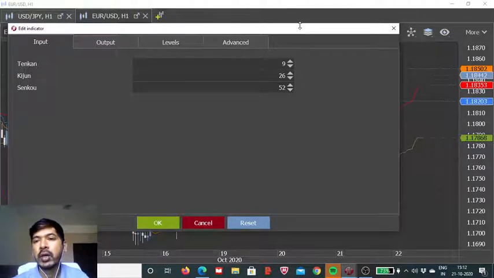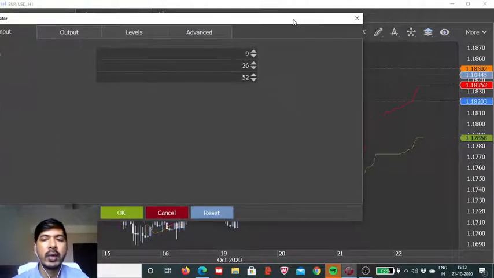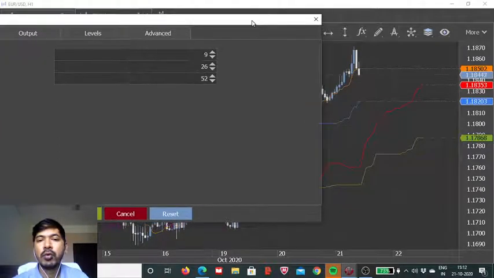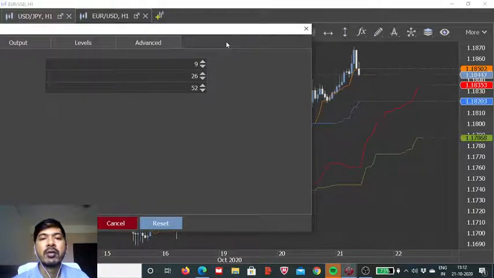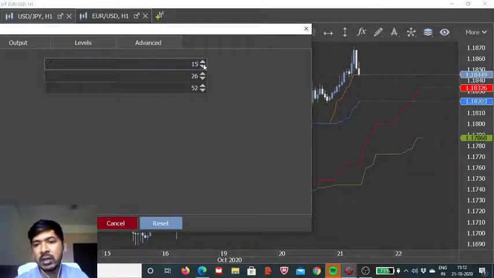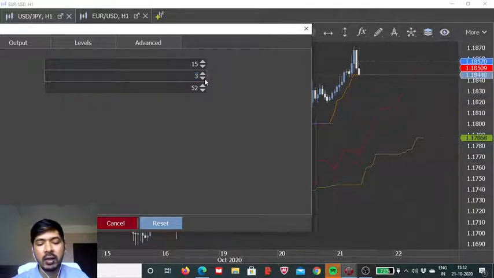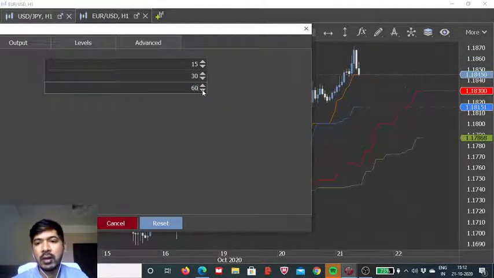All you have to do is make sure that whatever changes you make are going to help you in finding the best possible trading opportunity. This is the default setup. Suppose if I want to change it, I can do so. Now we make it say 30 and we make it 60.